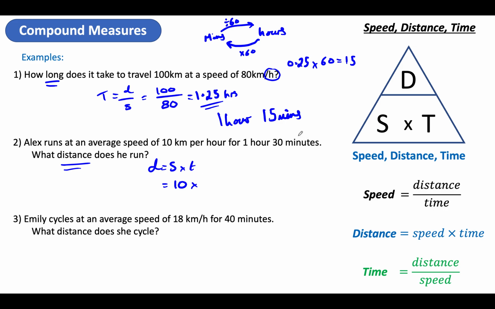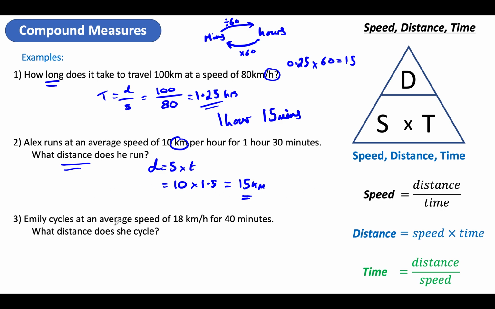Well, I can't times it by 1-30 or 1.30. I need to know 30 minutes is half an hour. So I times it by 1.5. Yeah. So 10 times by 1.5 is 15. But distance, what are my units for distance in my question? Well, there they are, it's kilometers. So he must have run 15 kilometers in that time.